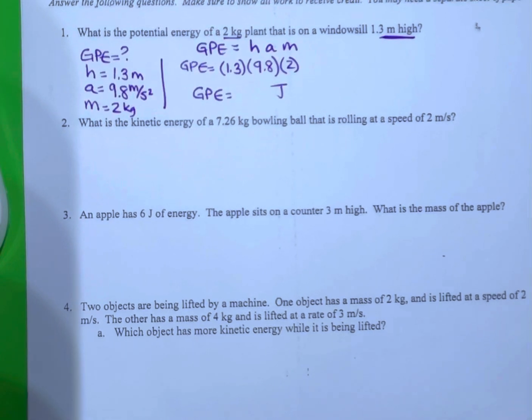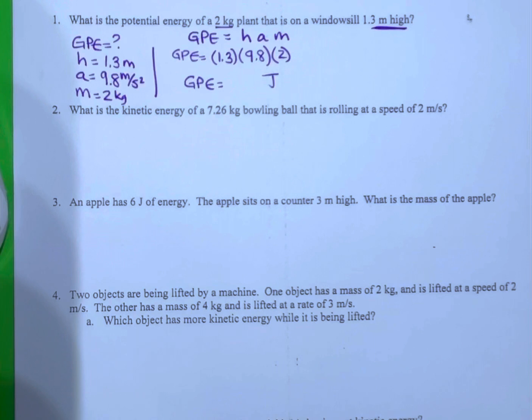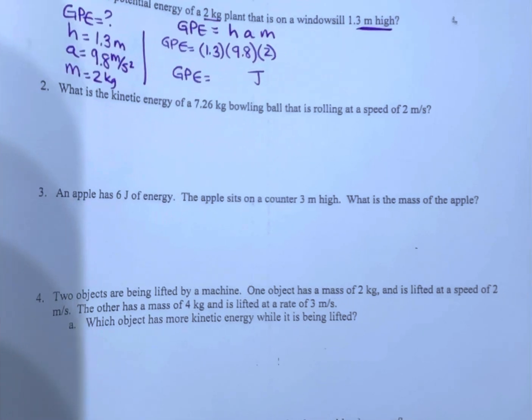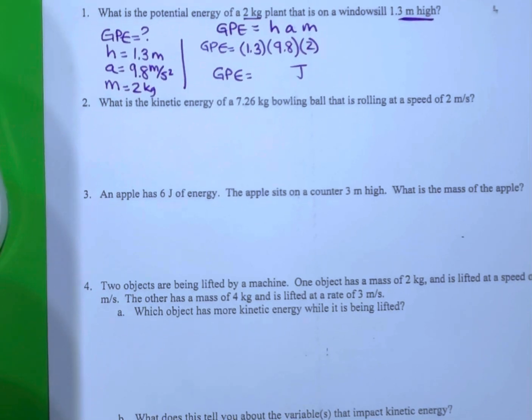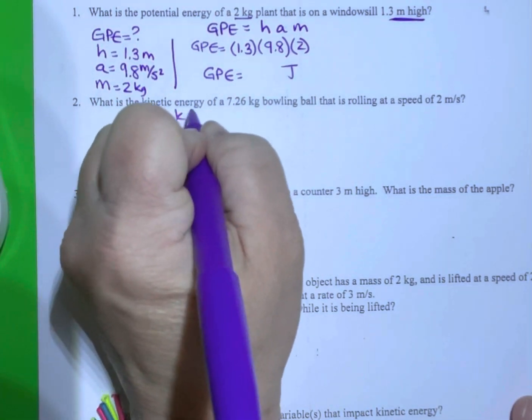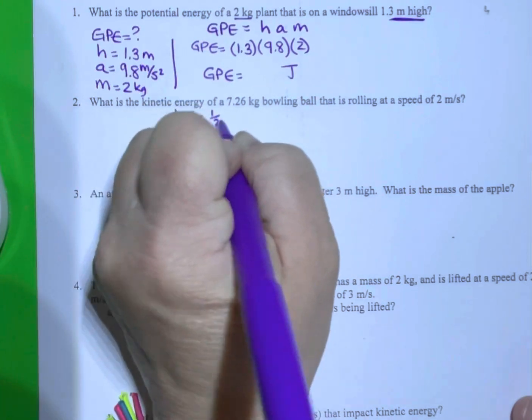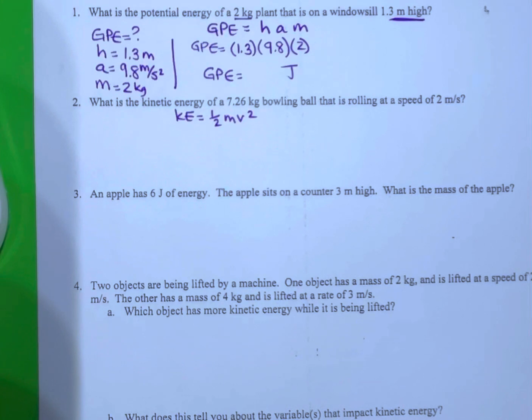In kinetic, so we're going to use that kinetic energy formula. A 7.26 kilogram bowling ball is rolling at a speed of 2 meters per second. So we're going to use the kinetic energy formula. That is, kinetic energy is equal to 1/2 mass times velocity squared. So let's list what we know.